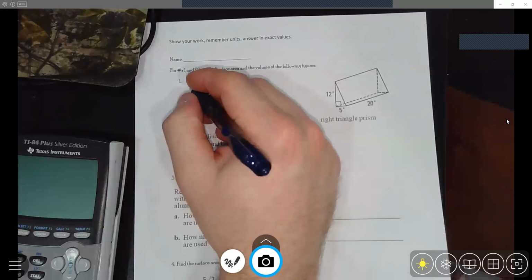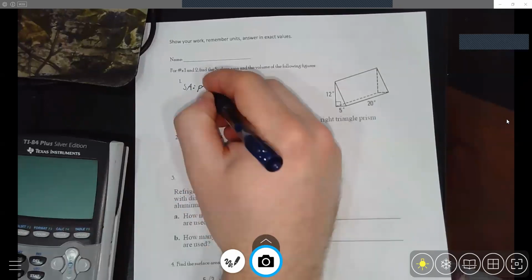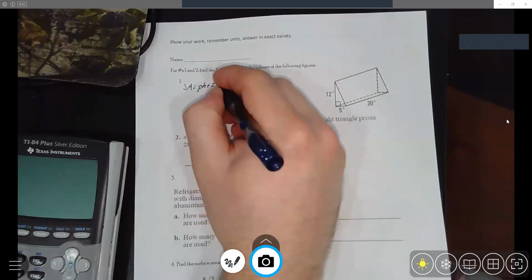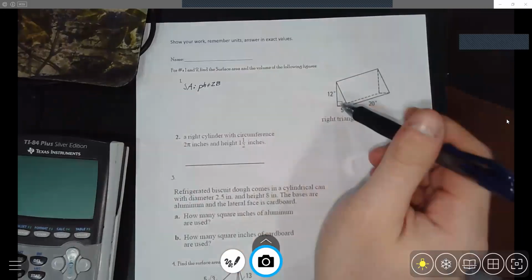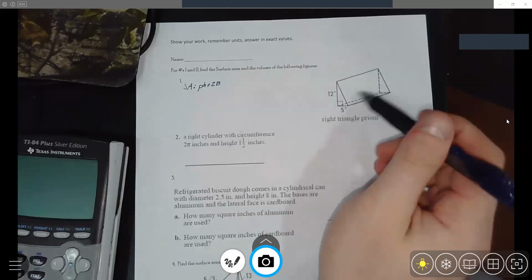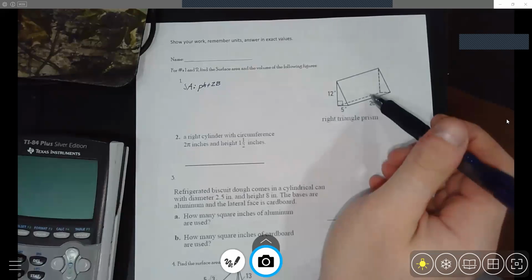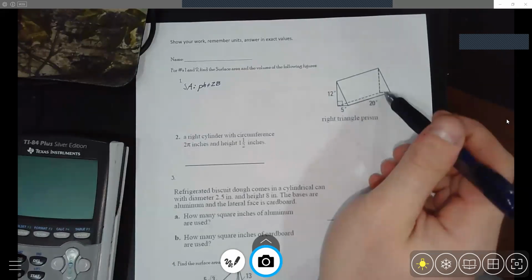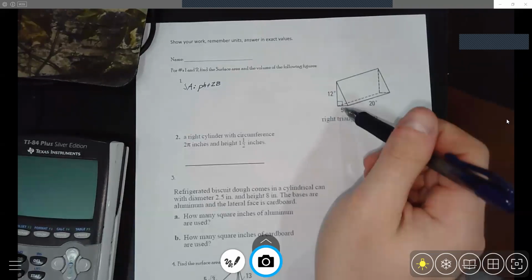So the surface area of a prism is the perimeter of the base times the height plus 2 times the area of the base. So in a prism, the bases are always congruent. So this is a base and this is a base. Doesn't matter what's up or down, so to speak. It matters what are the two congruent pieces. Those are the bases.